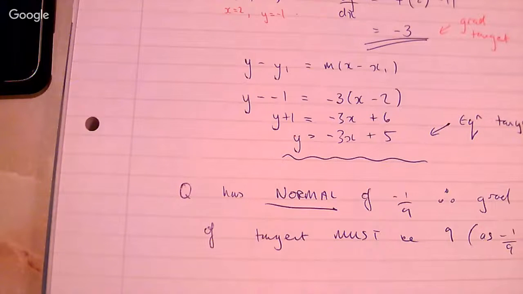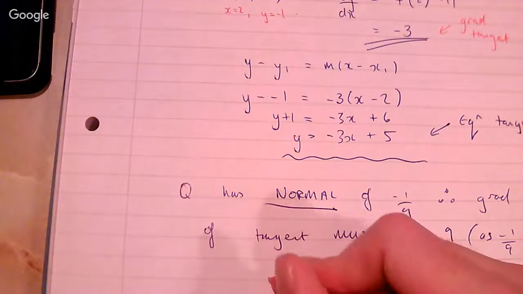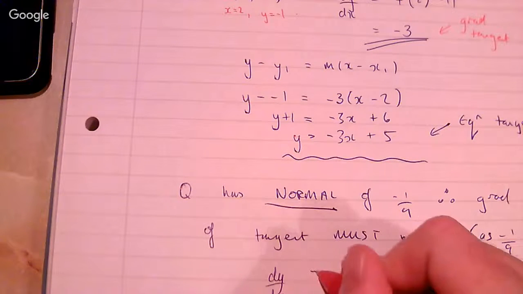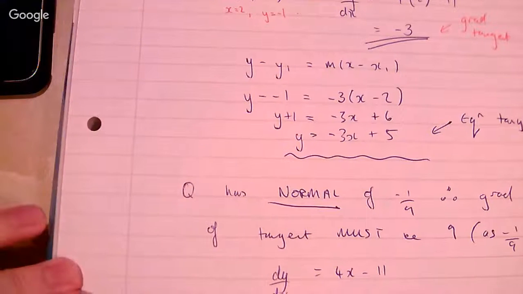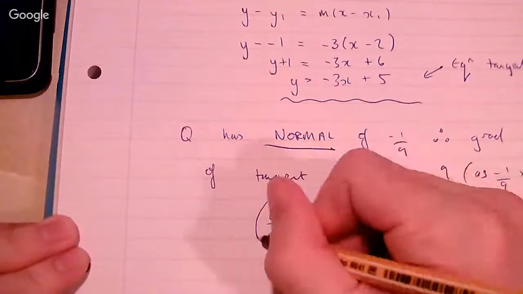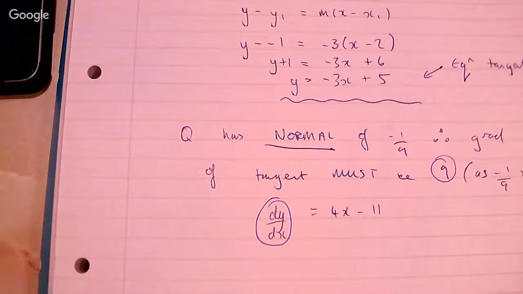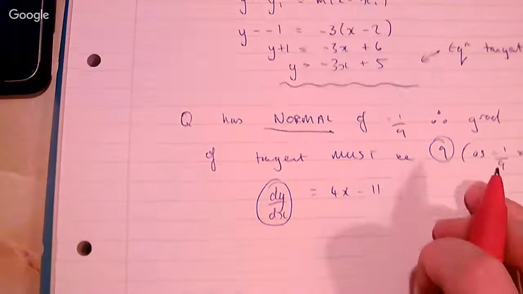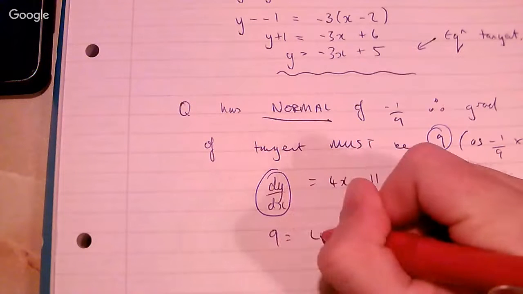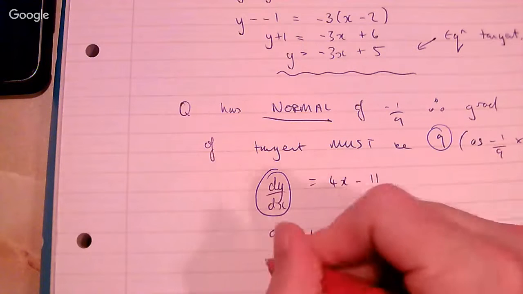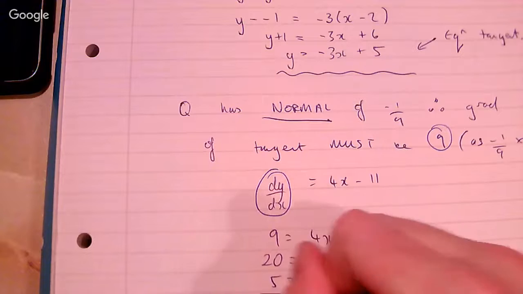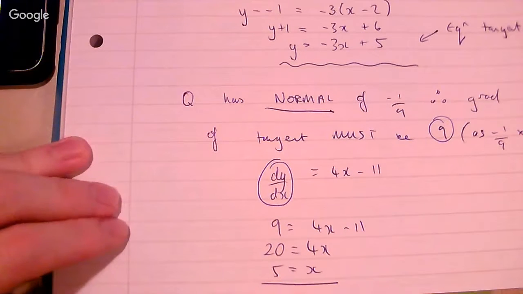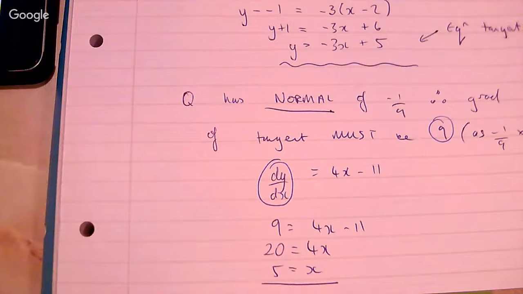Okay. So from here, I know that dy by dx is equal to 4x minus 11. I've already worked that out. But I actually know what this thing here is. I know that this is 9. So all I need to do is say 9 equals 4x minus 11. Take the minus 11 over to get 20 equals 4x. And then 5 equals x. Okay. And that was question 3.